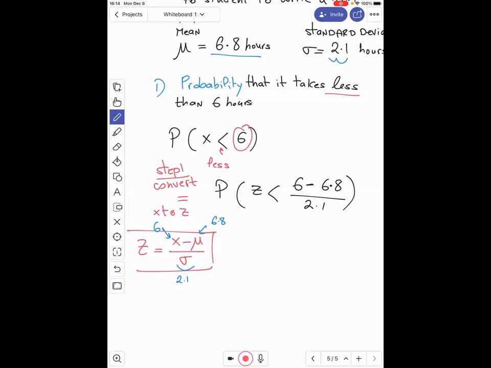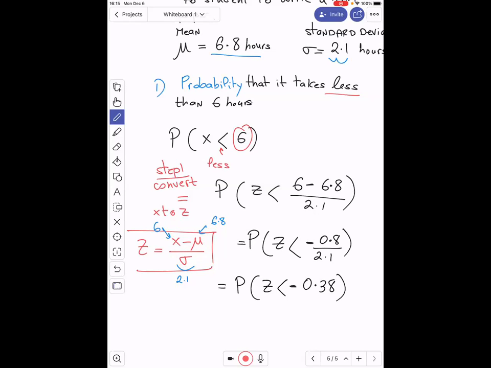So that will be the probability that Z is less than 6 minus 6.8, which is negative 0.8, over 2.1. Then you need to divide negative 0.8 by 2.1, and the answer is negative 0.38. All right.